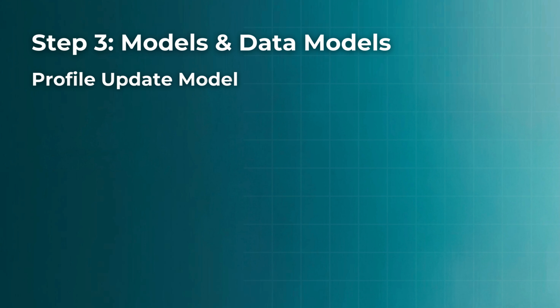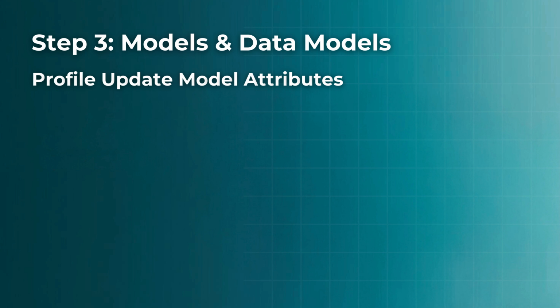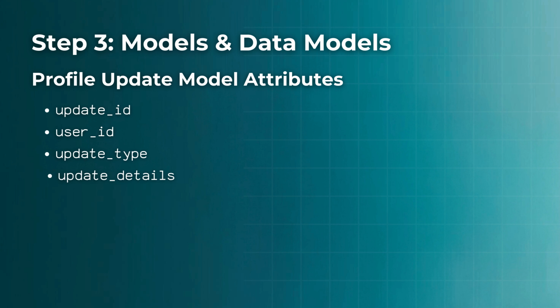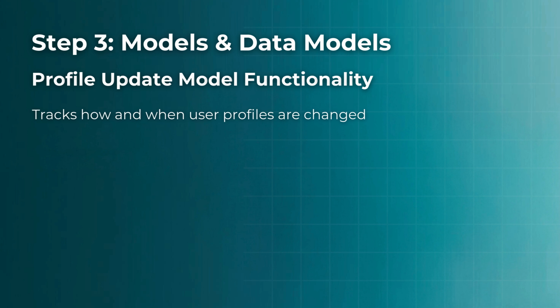Next up, profile updates. The profile update model keeps track of changes made to a user's profile, like their bio or profile picture. The main attributes for this model are a unique ID for each profile update, the user whose profile was updated, what was changed such as profile picture or bio, a description of the update, and when the update occurred. This model's main functionality is to track how and when user profiles are changed.